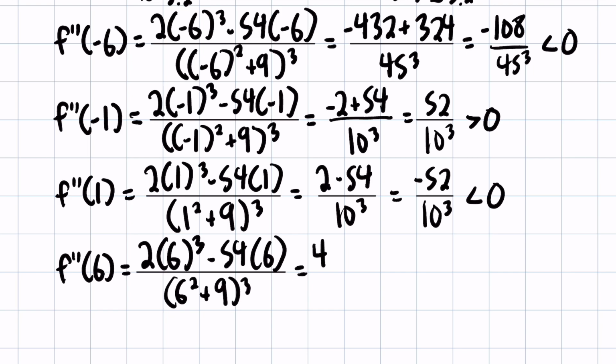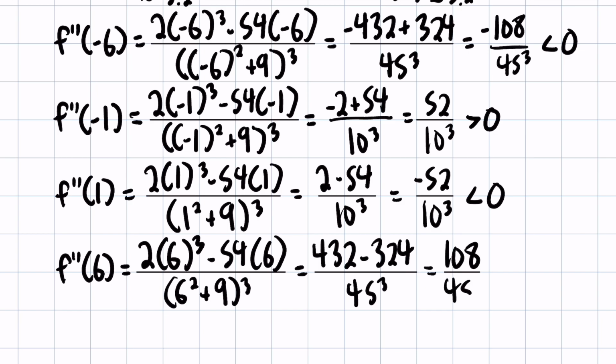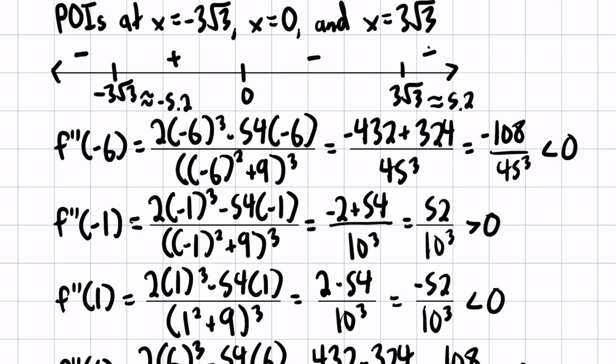So now it's the other way around. I have 432 minus 324 over 45 cubed. And obviously this is going to be positive because 432 is bigger than 324. So yeah, it comes out to a positive number. So for everything from 3 root 3 to infinity, our second derivative is going to be positive.